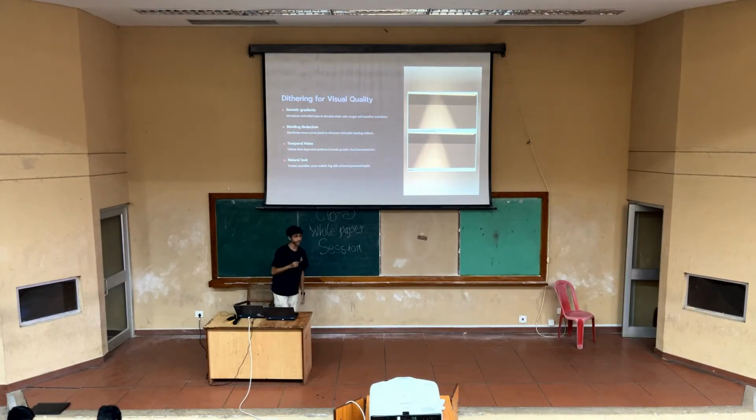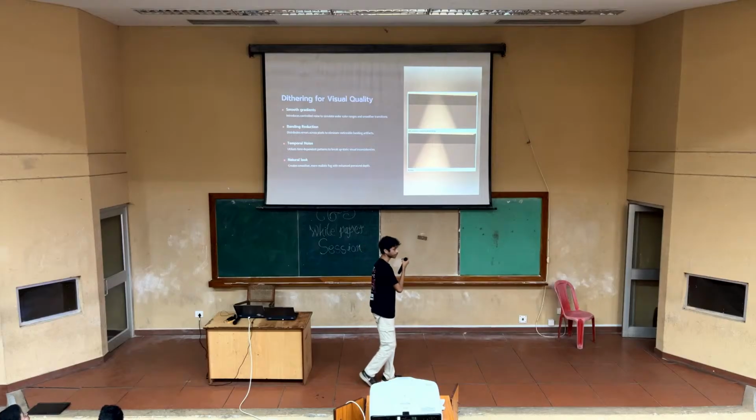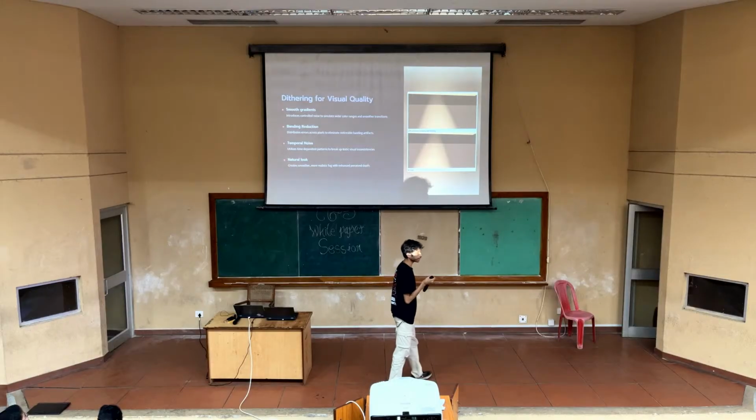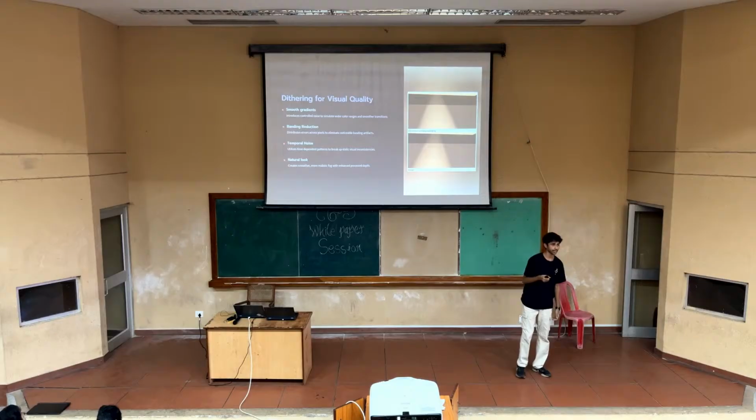We have also used dithering for visual quality. Why is it important? As you see in this image, without dithering there are ripples, but after using it, it becomes smooth. So it reduces the banding, it makes the gradient smooth, it adds different noise, and it makes the fog look more natural and realistic.